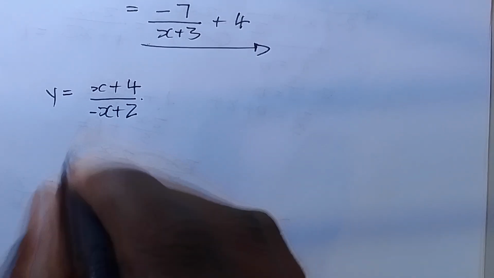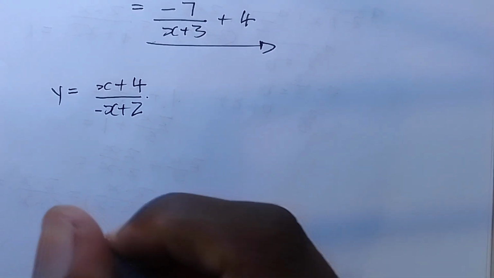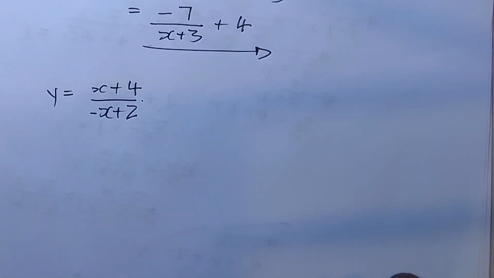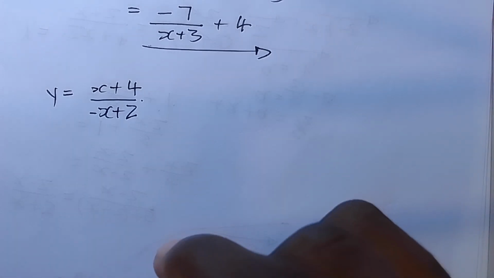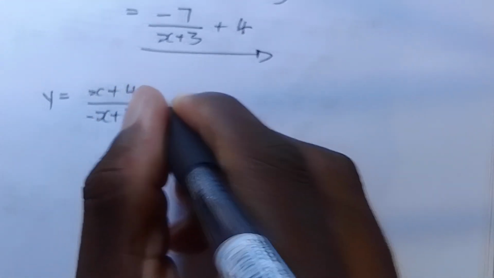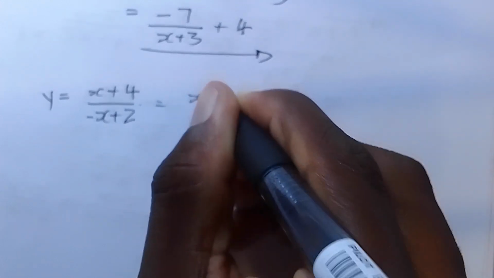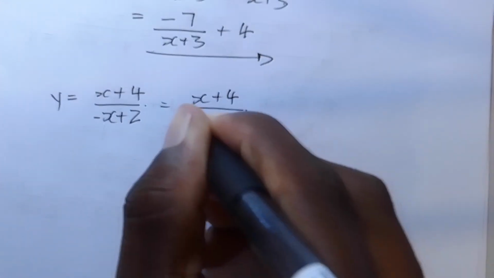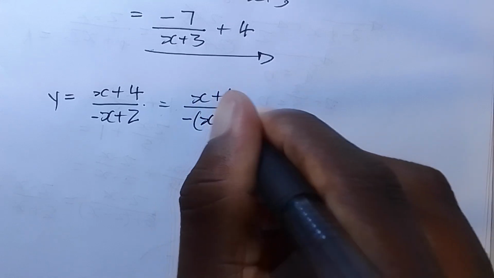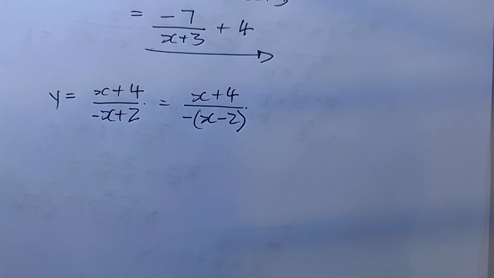Here we have a negative on the denominator. What we want to do is we want the x on the denominator to be positive. So let's take out the negative as a common factor. So if you take out the negative as a common factor, you have x plus 4 divided by negative 1 into x minus 2, right?